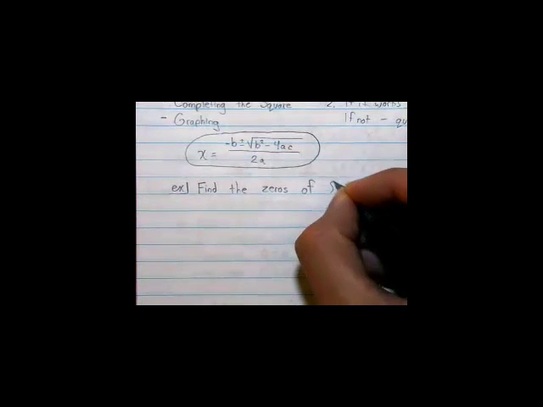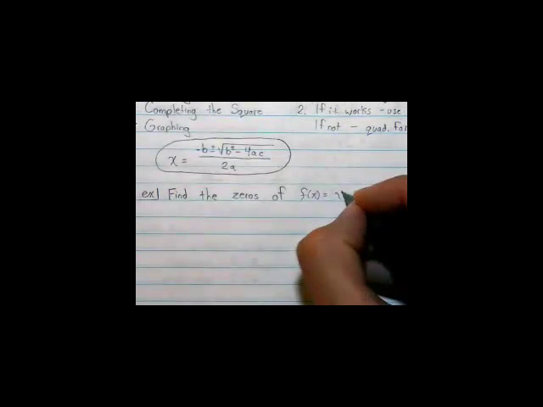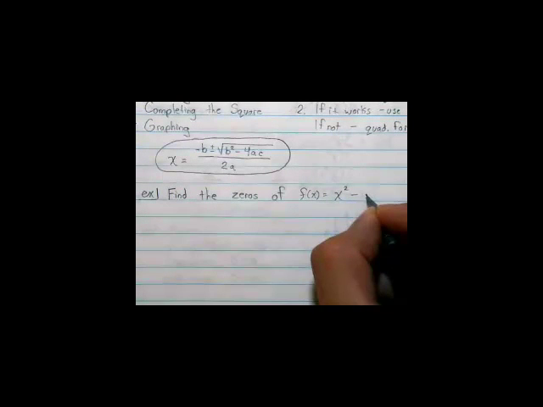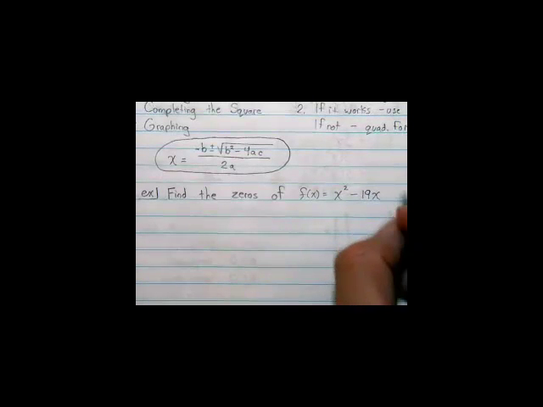So let's find the zeros of f of x equals x squared minus 19x plus 90. We'll start with that one.